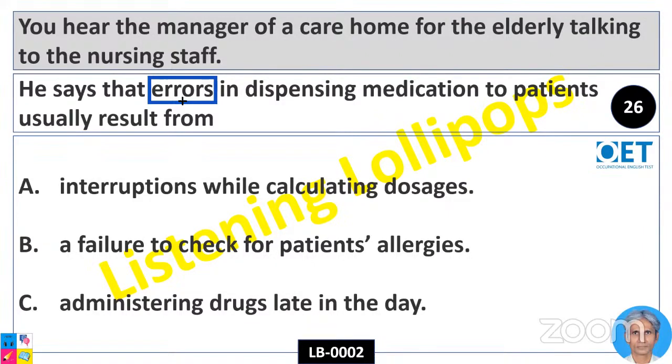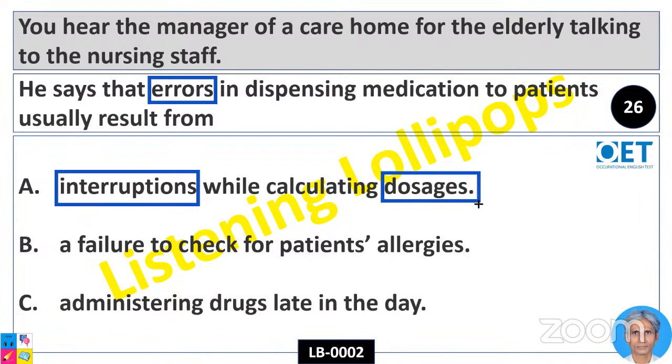Cause. Find out the cause there. So the cause may be calculating dosages is not an error, is not a problem. Interruptions is an error. So maybe interruptions while calculating dosages. He's talking about dosages here. The next one, a failure to check patient's allergies.